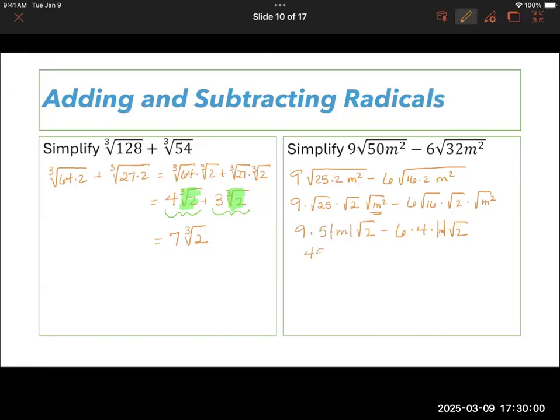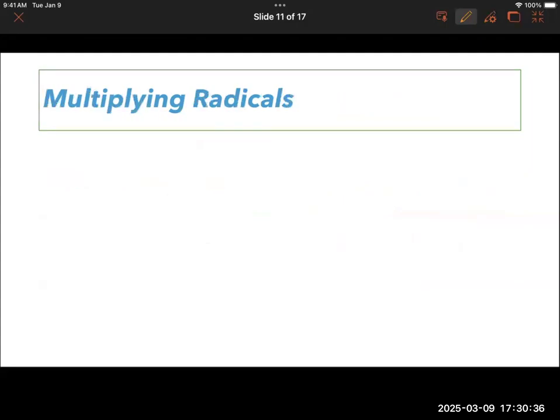So we've got 45 absolute value of m root 2 minus 24 absolute value of m root 2. So we have like radicals. We also have like terms in that they're both dealing with absolute values of m. And so now it's just a matter of taking our 45 minus 24 to get 21 absolute value of m root 2. Okay, so that's adding and subtracting.